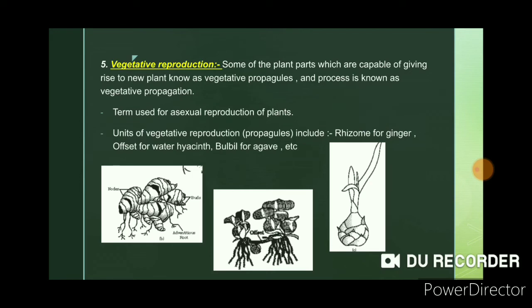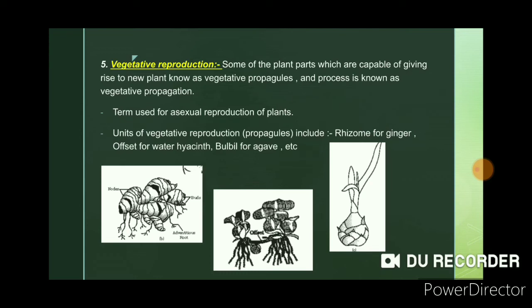I repeat that the plant part which is capable of producing a new organism is known as a vegetative propagule, and this whole process of giving rise to a new plant from the existing plant is known as vegetative propagation. This is a term used for asexual reproduction of plants, and units of vegetative reproduction, or vegetative propagules, include rhizomes for ginger, as you can see in the very first figure, and offset for water hyacinth, you can see the offset in the figure.